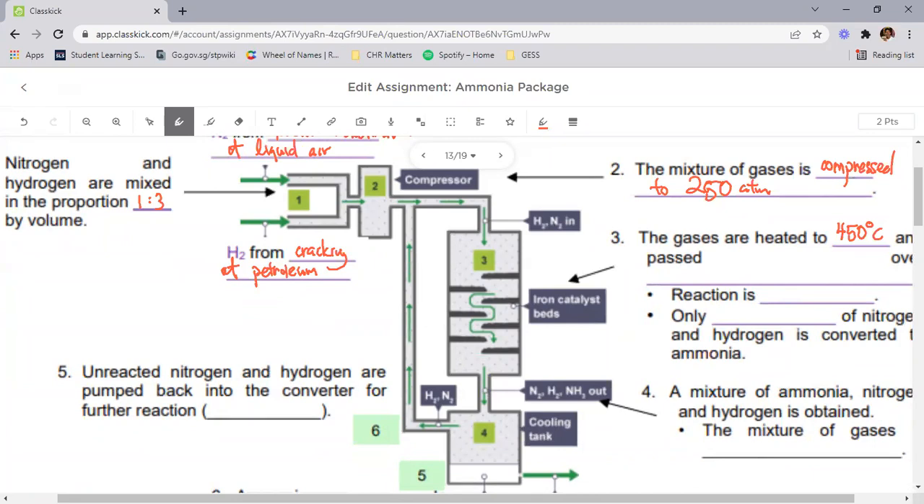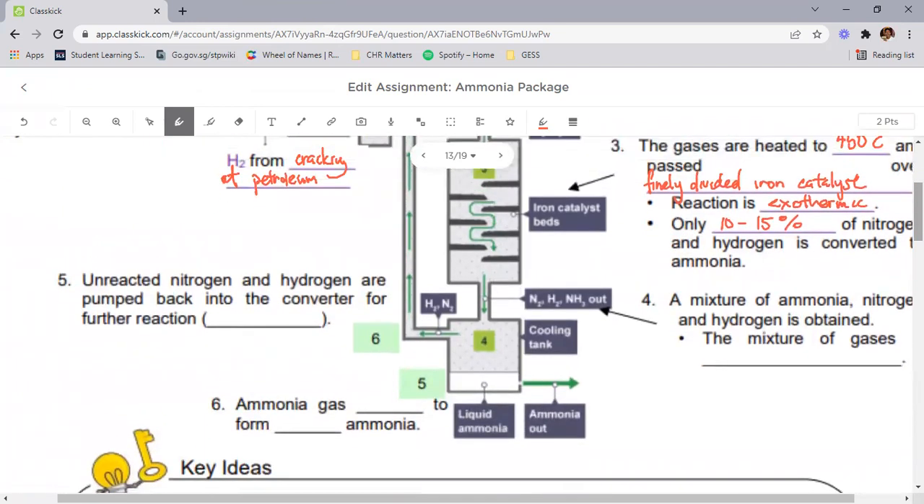Compress, then you heat. In this case, you heat it and then you pass the gas over the finely divided iron catalyst. The reaction is exothermic and only 10 to 15% of the reactants are converted to ammonia. There's a sad thing about it. So the other 85 to 90% is actually pumped back.